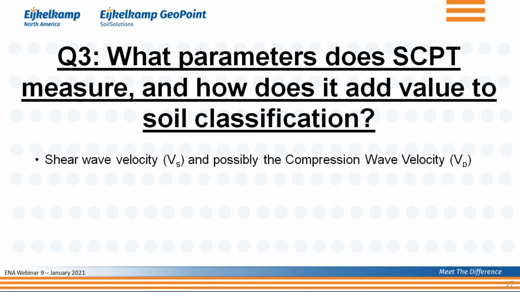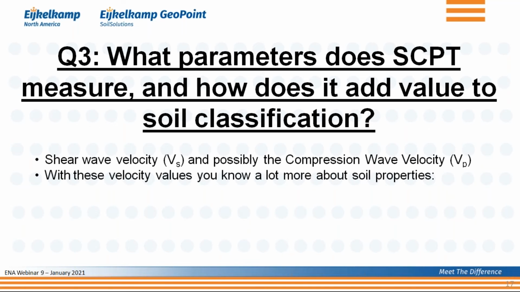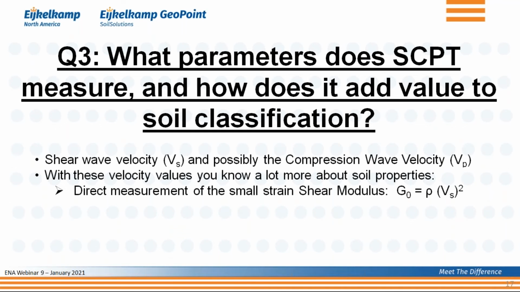We don't obviously straight away measure the velocity. We measure the arrival time of these waves, and then from the distance that the wave has traveled, we derive the velocity. So if I say that you measure the velocity, that's not strictly speaking correct. You measure arrival times and then derive velocities. Why do we do that? Well, with these velocity values, you know a lot more about the soil properties. I give you here a couple of examples of that.